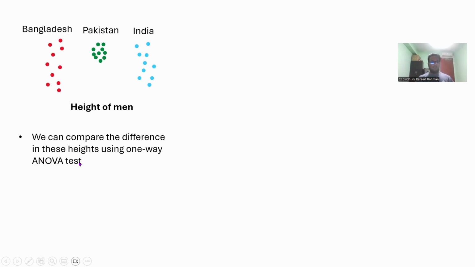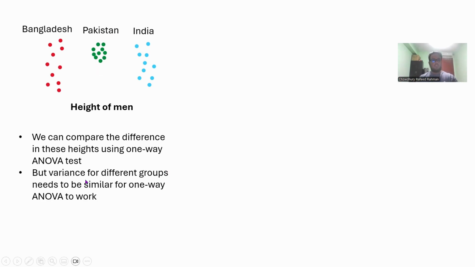Now, as I said before, if you are looking at ANOVA test, what ANOVA test does is it compares the difference in this height, right? So it sort of tells you whether these heights are different or not, or whether at least one of these groups are different in terms of height, right? So here probably Pakistani group will be different in terms of height, right? But no, there will be an issue. The issue is in order for the ANOVA test to work, the variance for the different groups needs to be similar, right? Now, obviously, the variance for these three groups are not similar. So the vanilla version of the ANOVA test will not actually work here.